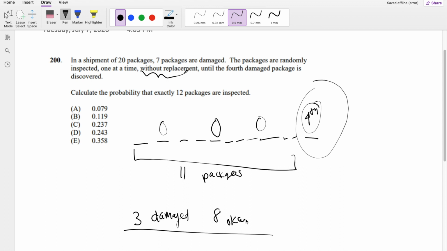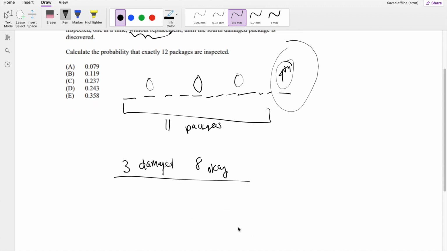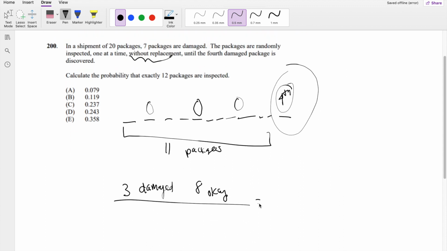8 okay. Alright? And how many ways can you have a damaged good? Well, there's 7 that are damaged, so out of 7, you're choosing 3. And how many are okay? So if 7 are damaged and there's 20 total, then that's 20 minus 7, which is 13. So out of 13, you're choosing 8. That's okay. Okay? And then the bottom is the number of possible outcomes, right?